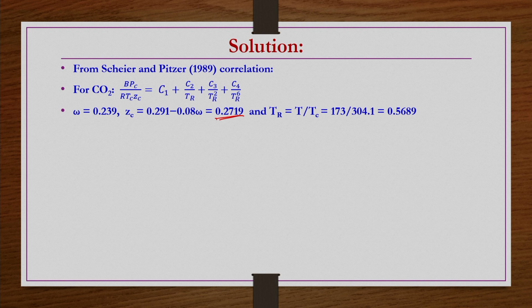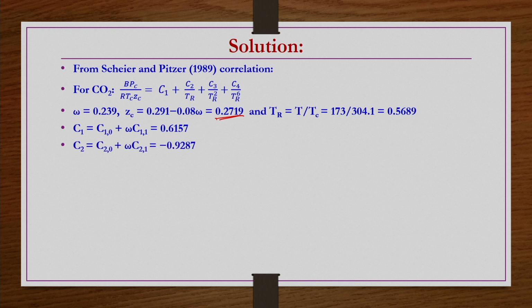Omega is given, and TR is nothing but T by Tc. T is mentioned as 173 Kelvin, or minus 100 degrees centigrade, and Tc for CO2 is given. So, you will get TR as 0.5689. C1 we have to find out as C1,0 plus omega C1,1. These coefficients C1,0 and C1,1 are available in tabulated form in the correlation, so we are using that.